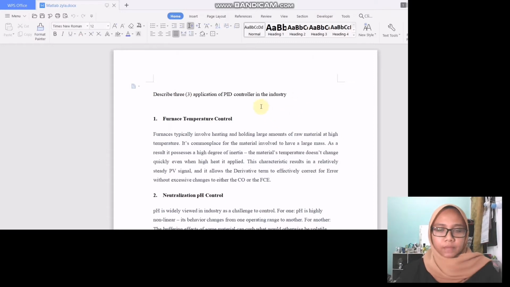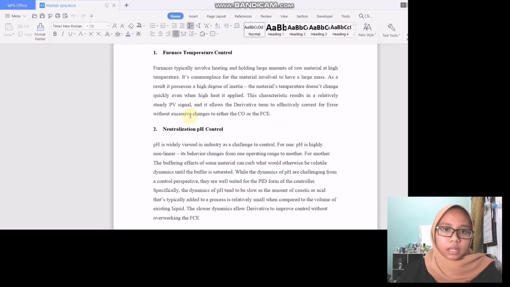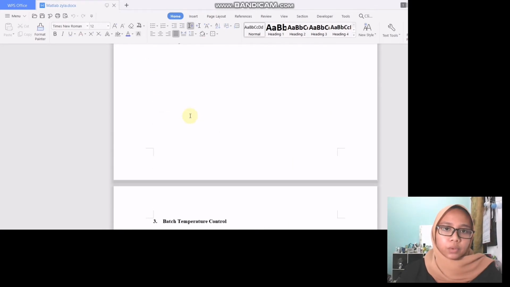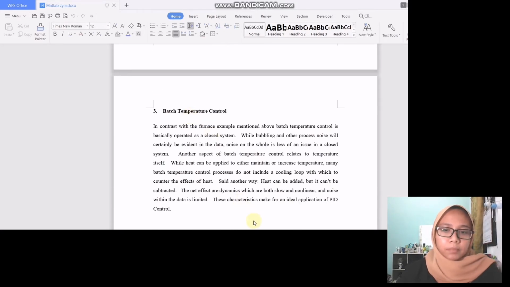I'm from section 5, and today I will present about our group project, our group assignment. For the introduction, describe 3 applications of PID controller in the industry. The first one is furnace temperature control. The second one is neutralization pH control, and the last one is batch temperature control. So let's proceed to the task.